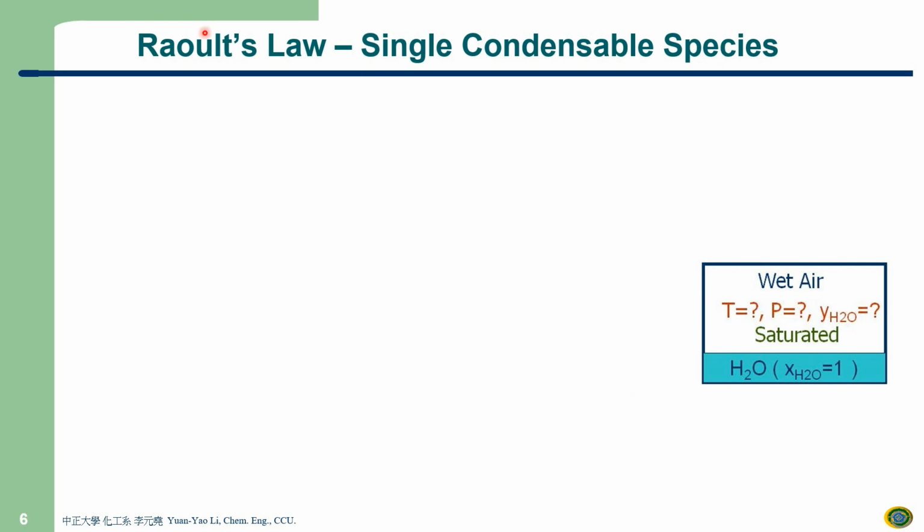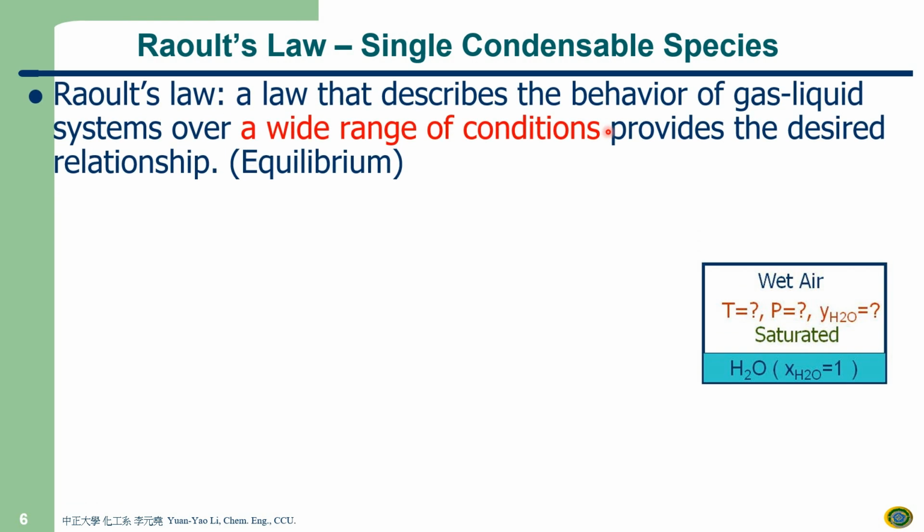Right, so Raoult's law is the relationship between temperature, pressure, and molar fraction. Raoult's law for a single condensable species is something we use a lot. Raoult's law describes the behavior of gas-liquid systems over a wide range of conditions and provides the desired relationship. What's the relationship? Temperature, pressure, and the molar fraction.